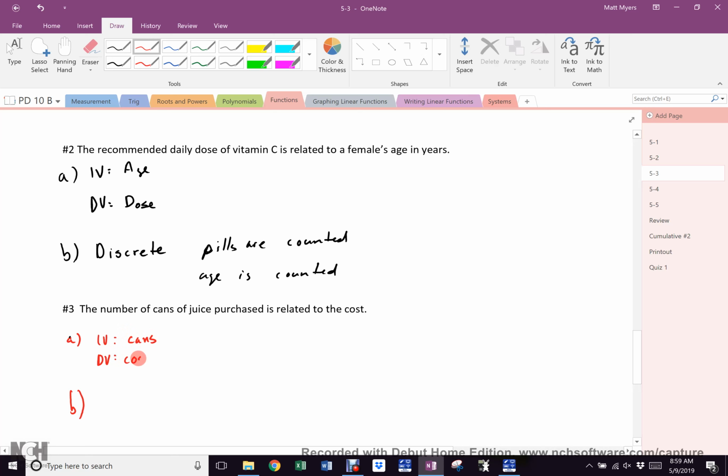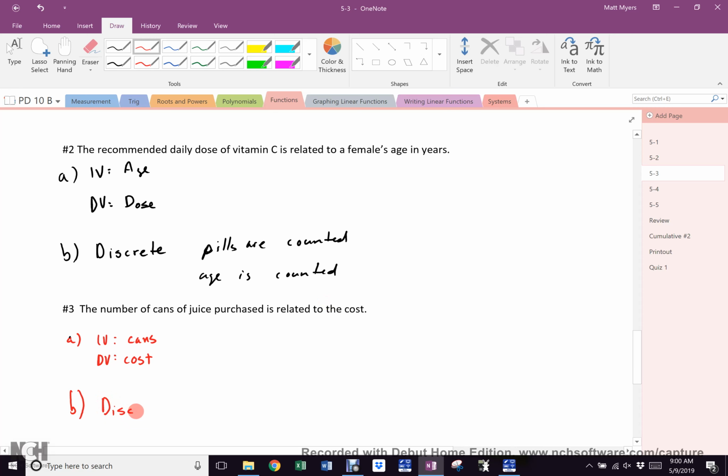Cans. DV. Cost. This one always creates much argument. But if I don't pay any money, I haven't bought any cans. No kidding. But you did buy a box of Ritz crackers, some bacon, maybe a block of cheese. But the only 2 things we're counting here are cans and the cost of the cans of juice. So, how much you pay for cans of juice depends upon how many cans of juice you buy. How much you pay for cans of juice does not depend on how many blocks of cheese you buy. Okay? Okay. Discrete or continuous?